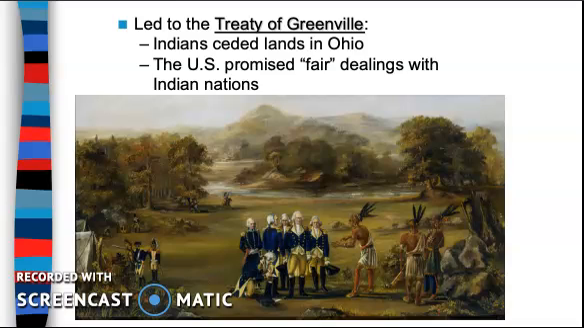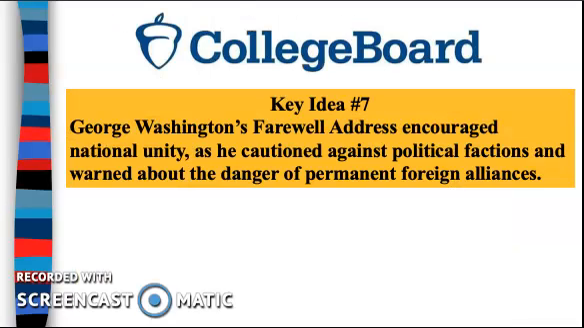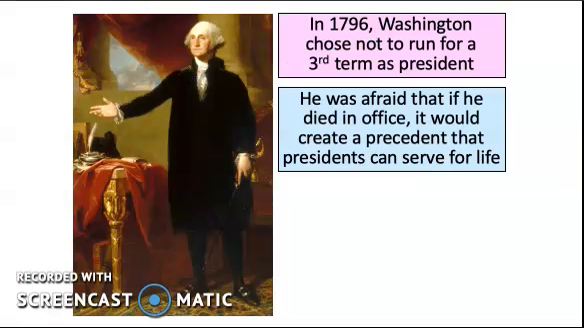Which leads us finally into key idea 7. George Washington's farewell address encouraged national unity as he cautioned against political factions and warned about the danger of permanent foreign alliances. So by 1796, Washington had chosen not to run for a third term as president.